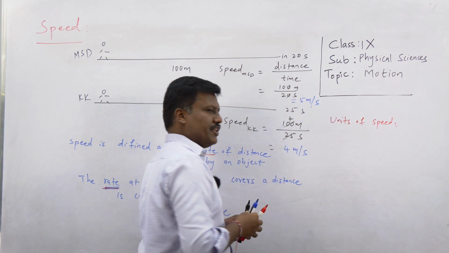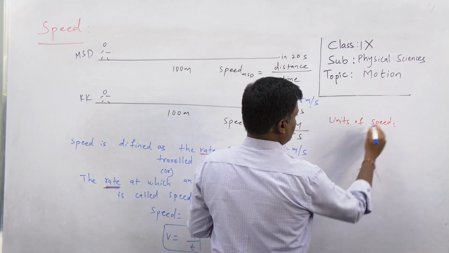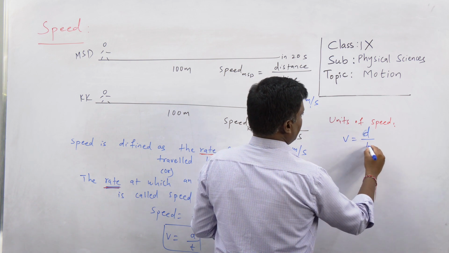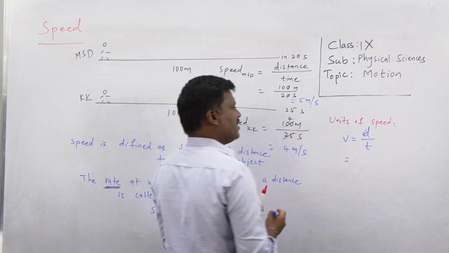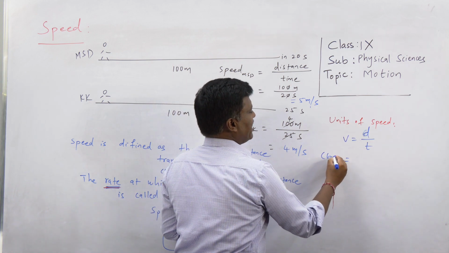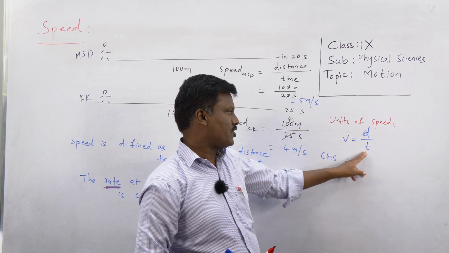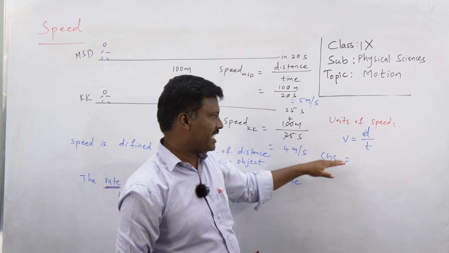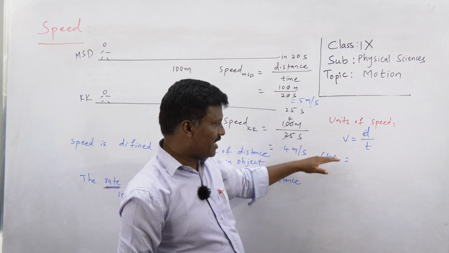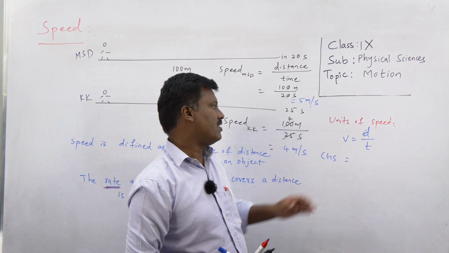Generally, units we derive from the formula. First we have to write the formula of speed. What is the speed formula? Speed is equal to distance by time. If you know the distance units and the time units, automatically you will get the speed units. So we are deriving the speed units with the help of distance and time. So it's a derived unit. Speed is a derived physical quantity. The units which we write for it are called derived units.